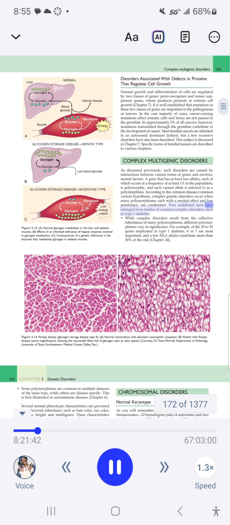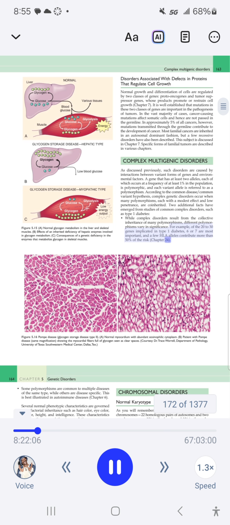Two additional facts have emerged from studies of common complex disorders, such as type 1 diabetes. While complex disorders result from the collective inheritance of many polymorphisms, different polymorphisms vary in significance. For example, of the 20 to 30 genes implicated in type 1 diabetes, 6 or 7 are most important, and a few HLA alleles contribute more than 50% of the risk. Chapter 24.